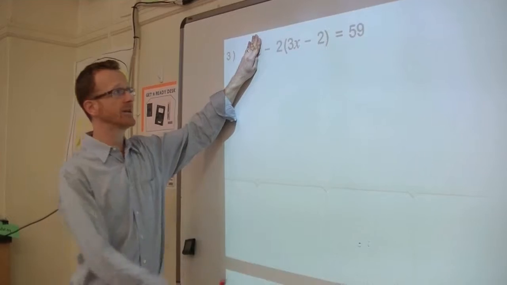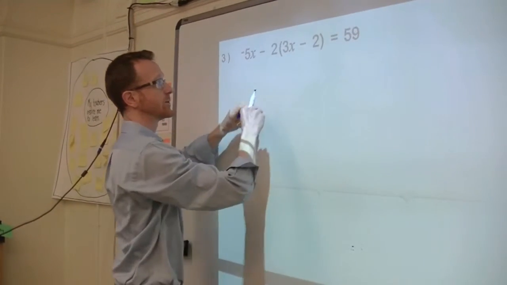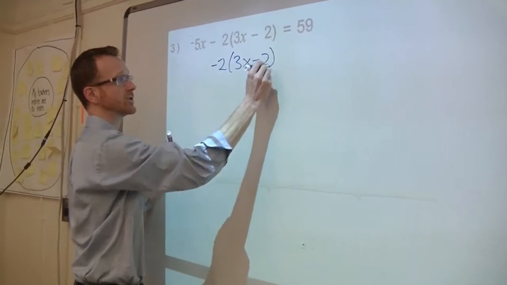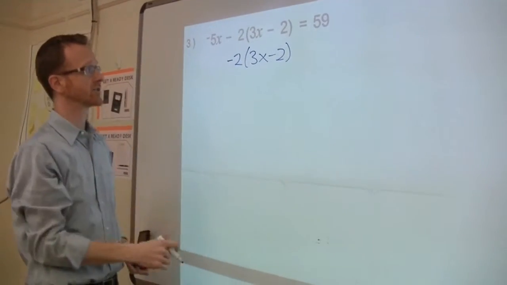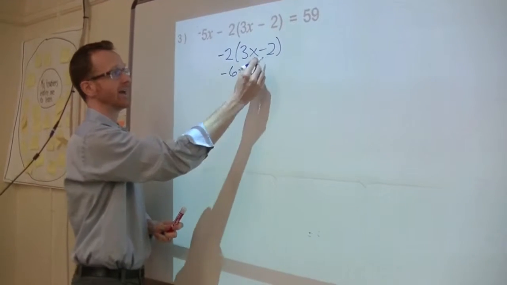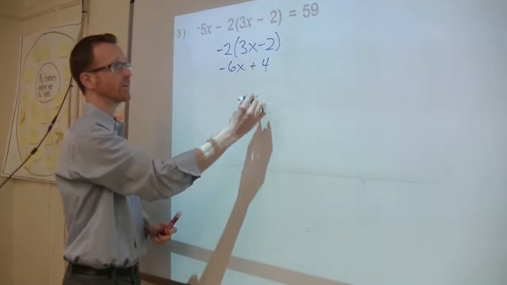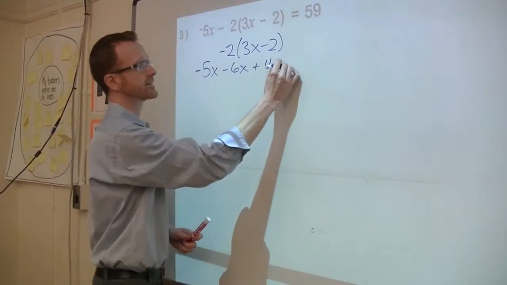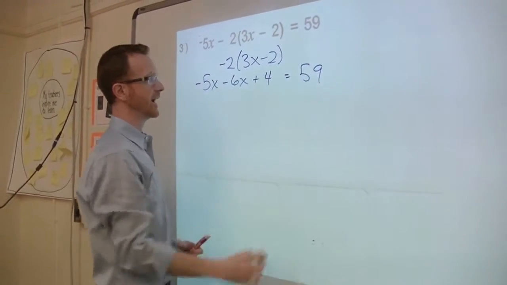We can cover that up, and we can cover this up, and essentially what we're left with is negative 2 times 3x minus 2. Everything else we'll bring down shortly. So negative 2 times 3x is negative 6x. Negative 2 times negative 2 is plus 4. Now let's bring down everything else. Negative 5x, and the equals 59.